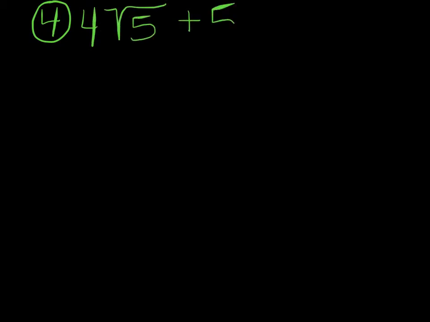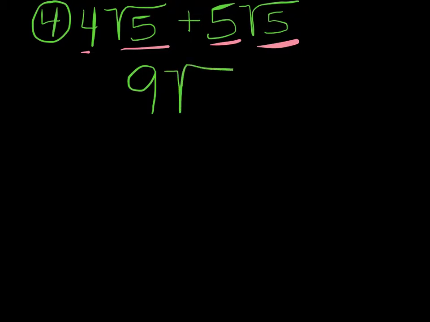So the first example I'm going to do is number 4 on page 719. I've got 4 times the square root of 5 plus 5 times the square root of 5. Well, in this case, I've got the same number under each radical, so those are considered like terms. So I can go ahead and add their coefficients, which are the numbers outside the radical. So the answer here is 9 times the square root of 5.